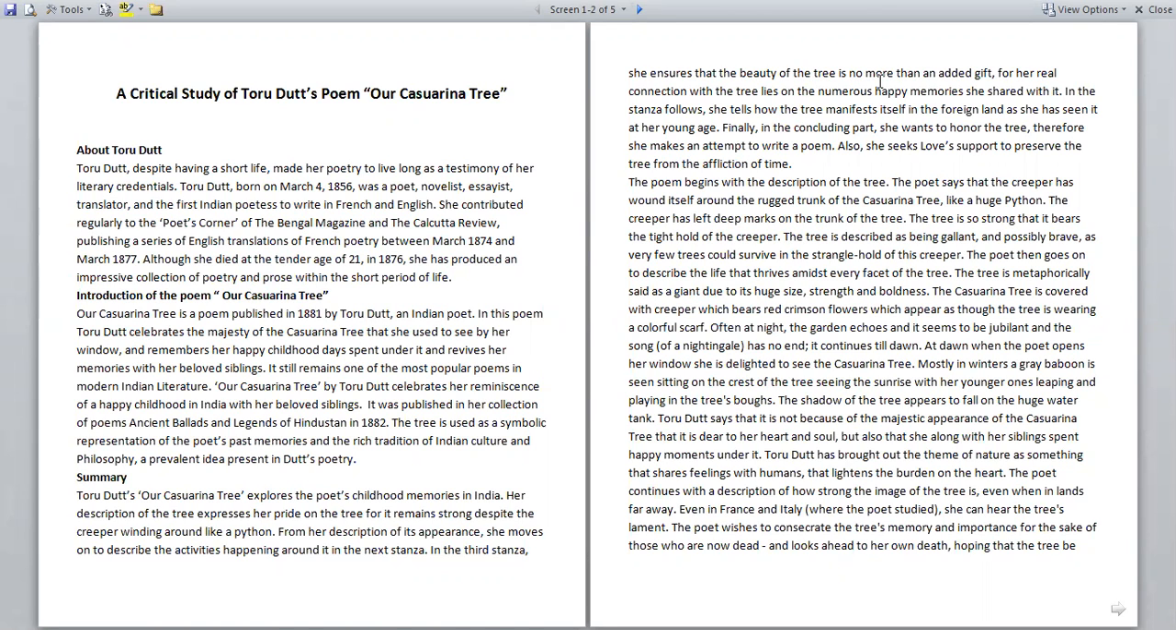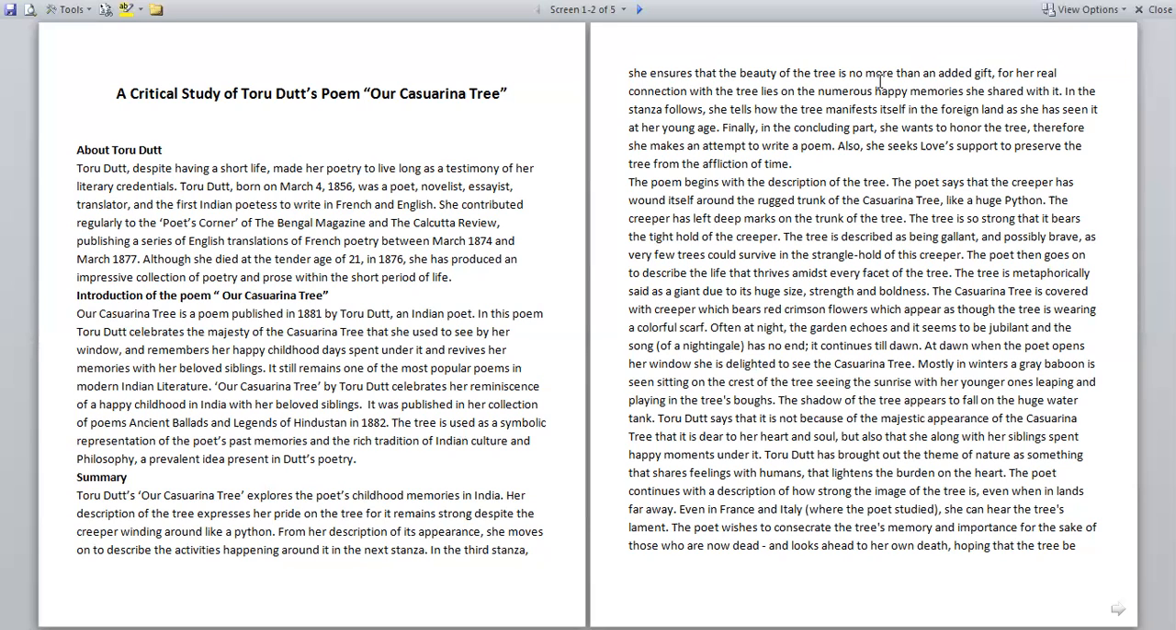Toru, born on March 4, 1856, was a poet, novelist, essayist, translator, and the first Indian poetess to write in French and English. She contributed regularly to the Poets' Corner of the Bengali magazine and the Calcutta Review, publishing a series of English translations of French poetry between March 1874 and March 1877. Although she died at the tender age of 21 in 1876, she produced an impressive collection of poetry and prose within the short period of her life.